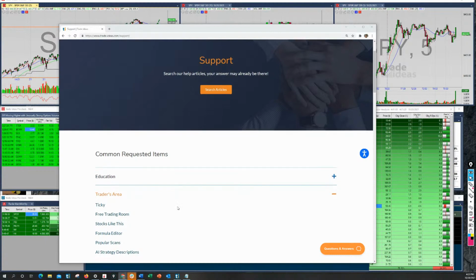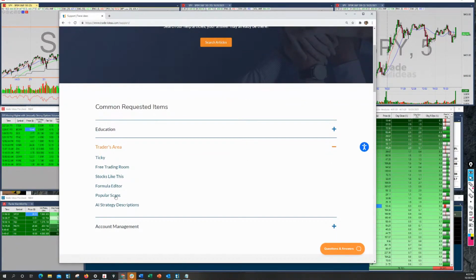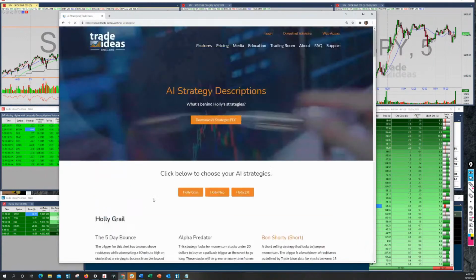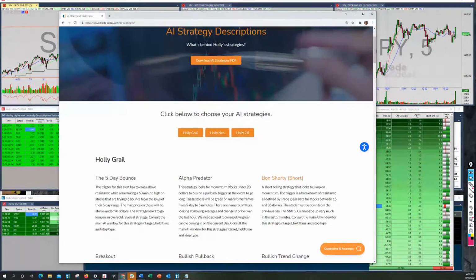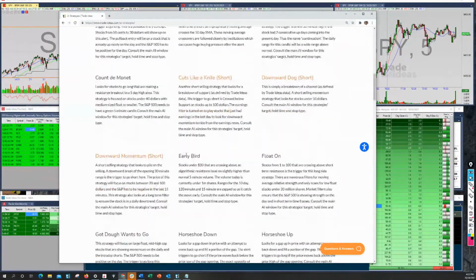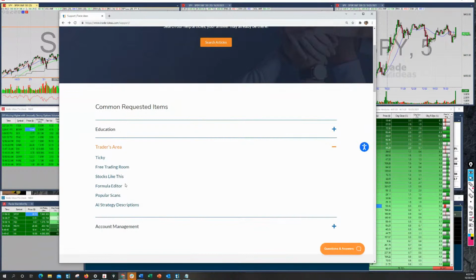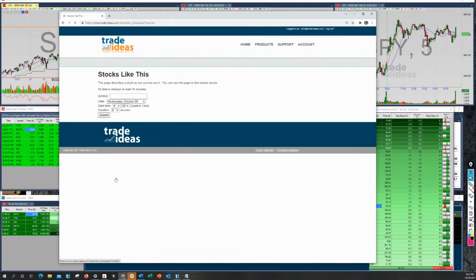So you've got obviously the traders room in there, some popular scans. If you want to know what the AI descriptions are, you're not going to get the algorithms behind them, but here you go: what are these kind of looking for? You get a good sense into what Holly's trying to do here. And then in the traders area, what I really wanted to show you is the stocks like this page. And you can enter a stock here.